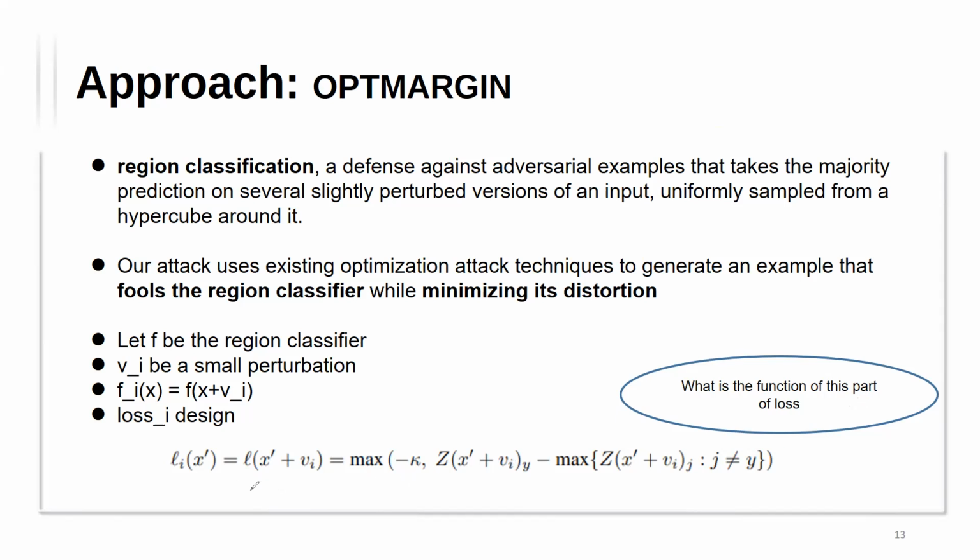The function of this part of the loss is just for the region classifier. They choose one direction, say vi, and go beyond that direction to make sure that if a sample, here x prime, the adversarial sample, goes beyond the direction of vi, it will still be classified as a wrong label. That's the intuition of the loss.